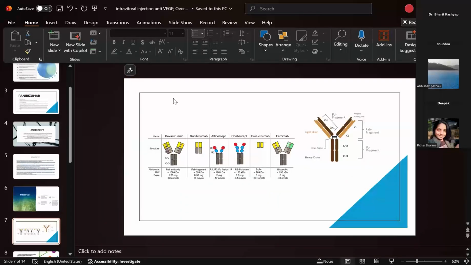So here is just a pictorial representation. Now, this is a normal antibody. This is what you call the Fc fragment, and this is what you call the Fab fragment. So there are 2 Fab fragments and 1 single Fc fragment. Now here you can see bevacizumab, it's a full antibody, 150 kilodaltons. Faricimab is also a full antibody with a similar 150 kilodaltons. And ranibizumab is a Fab fragment, 50 kilodaltons. Brolucizumab is a single chain Fab fragment. Brolucizumab is a single chain, shorter, and that's why it has a more potent action.